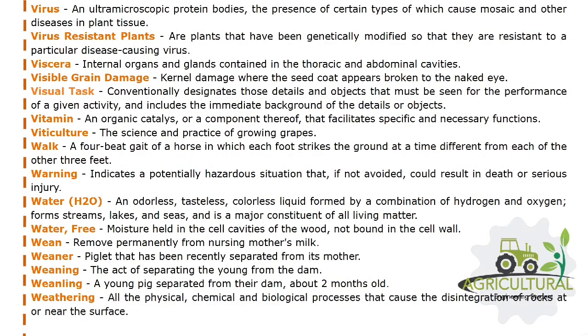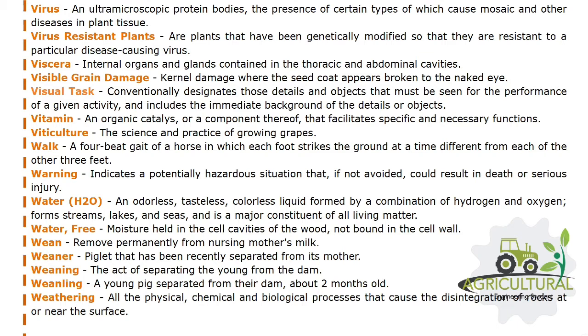Virus, an ultramicroscopic protein body, the presence of certain types of which cause mosaic and other diseases in plant tissue. Virus-resistant plants are plants that have been genetically modified so that they are resistant to a particular disease-causing virus. Viscera, internal organs and glands contained in the thoracic and abdominal cavities. Visible grain damage, kernel damage where the seed coat appears broken to the naked eye.